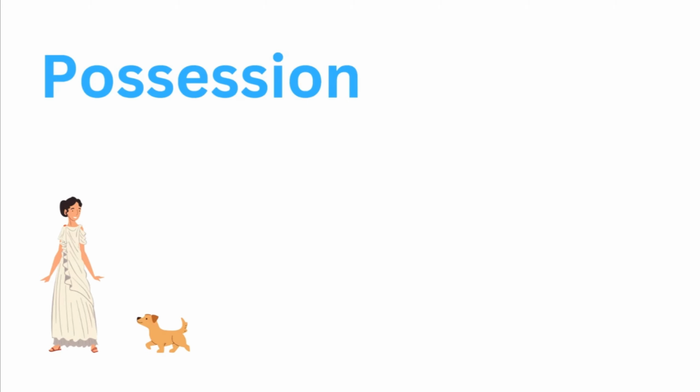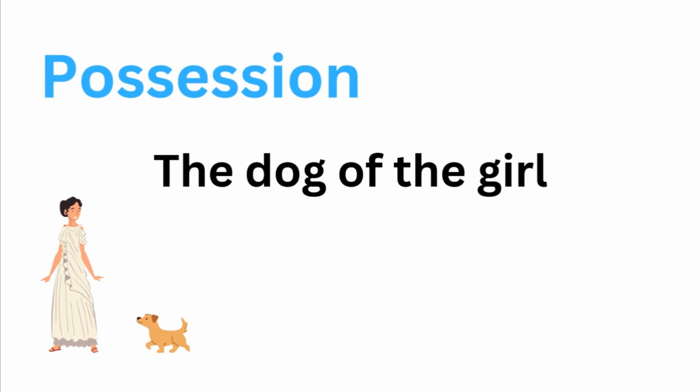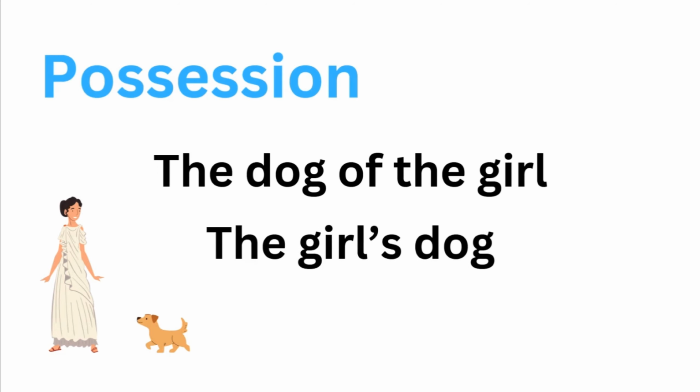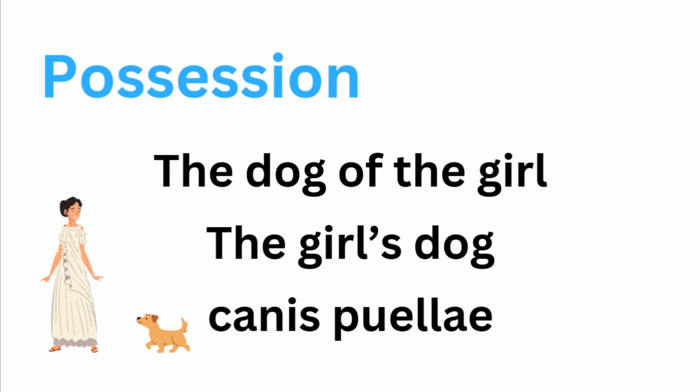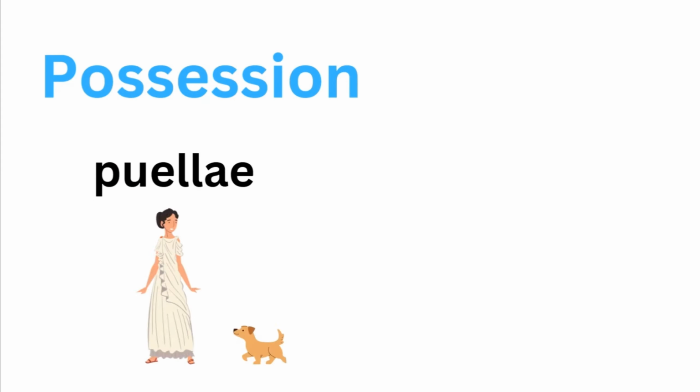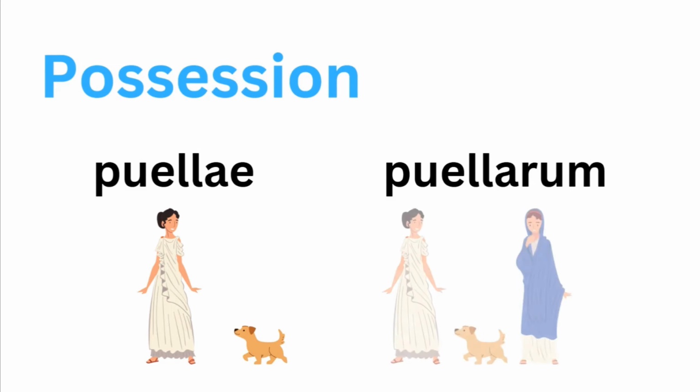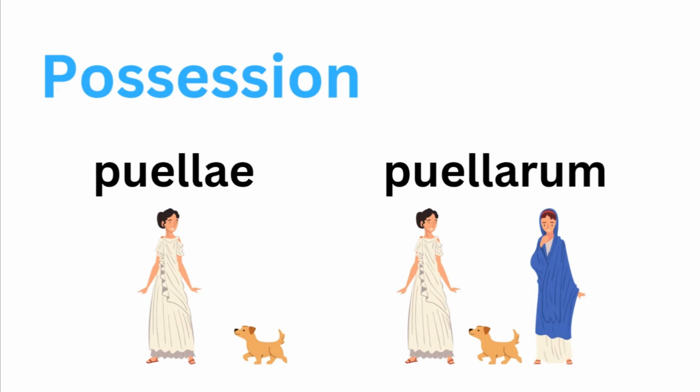The genitive case shows possession. The dog of the girl, or in English we could say the girl's dog. In Latin, we would say canis puellae. Puellae is in the genitive case. It is her dog. She is the one who has possession. Puellae is the singular and puellarum is the plural. This is my first declension noun ending.